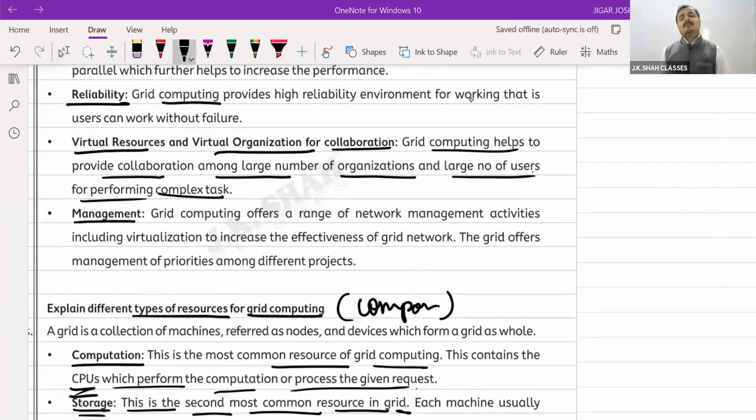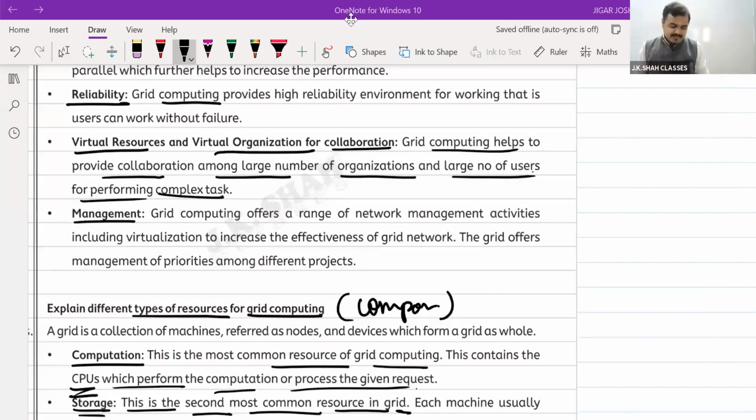Why management? Because if one device already has work, and I give extra work to that device, it's a waste of time, waste of money, waste of energy, and waste of resources. Do you agree with me? But if I manage it perfectly, I can assign the work to every resource in a distributed manner, which helps me get more benefit in a short span of time.